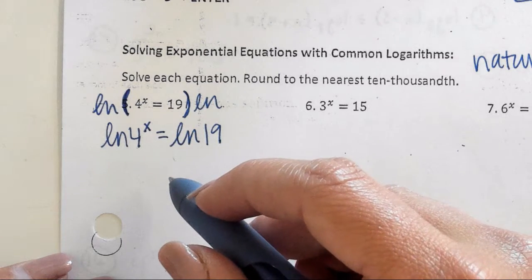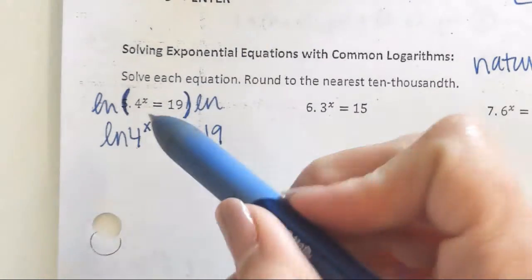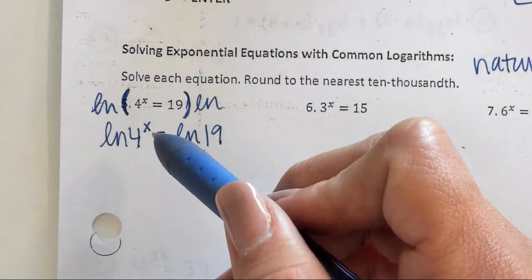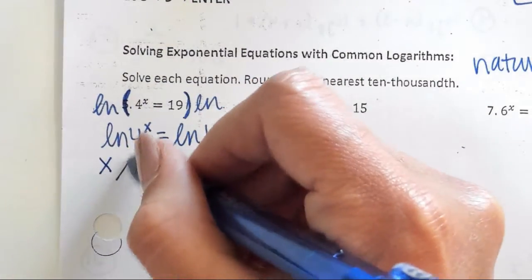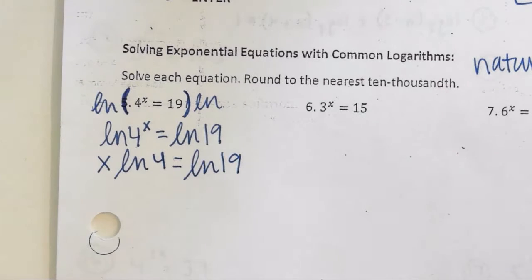Come on. What were the properties we learned? Quotient, product, and what's that last one again? So we're using the power property because it has an exponent. Where can we move this x? In the front. Very good. So x ln 4 equals ln 19. Now we have x out of the exponent. That was the point of that.